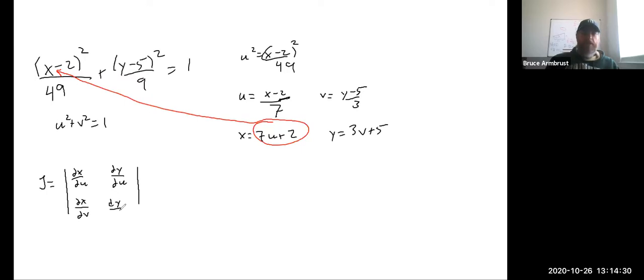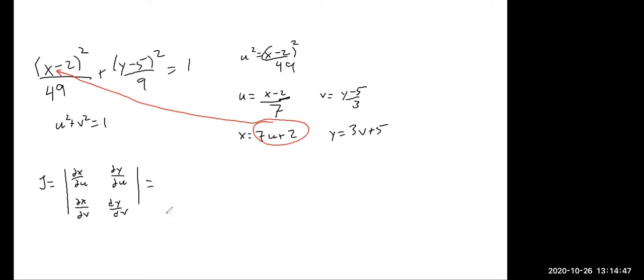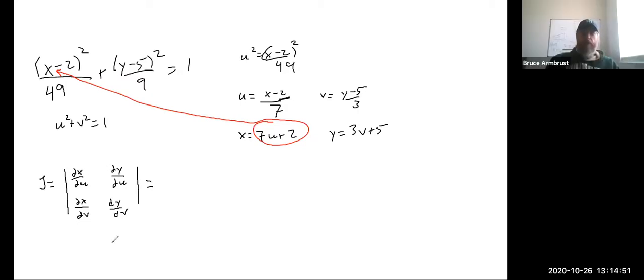dy dv. And like I mentioned before, you could instead go down the column dx du, dy du, and then the other column be dx dv, dy dv. Either way, you'll get the same determinant. So just as long as there's something in common with each row and each column. And as long as you're consistent.